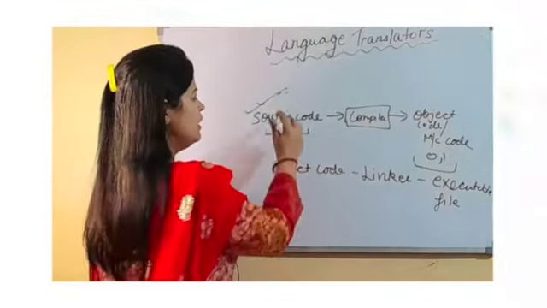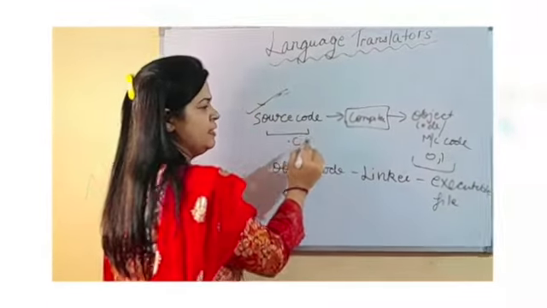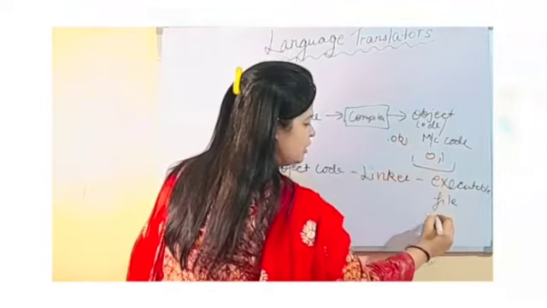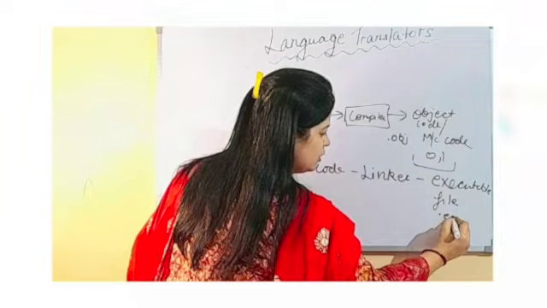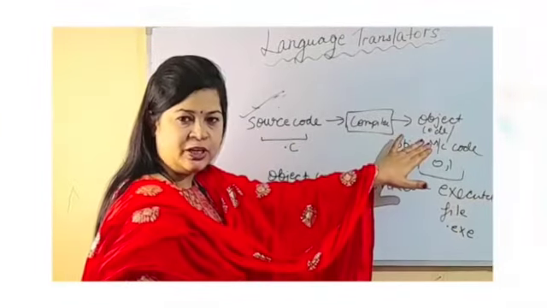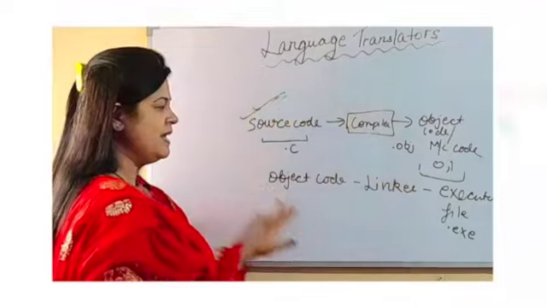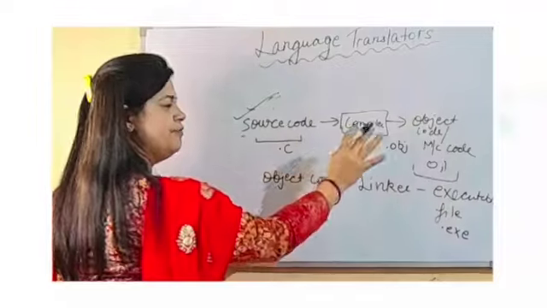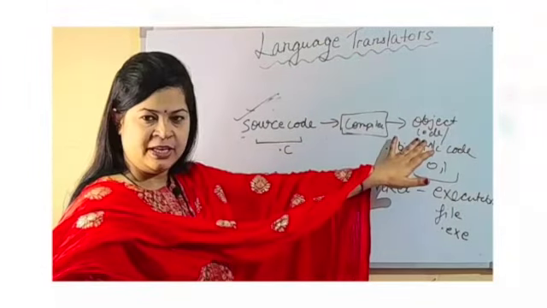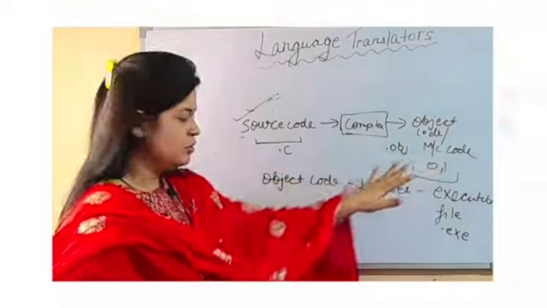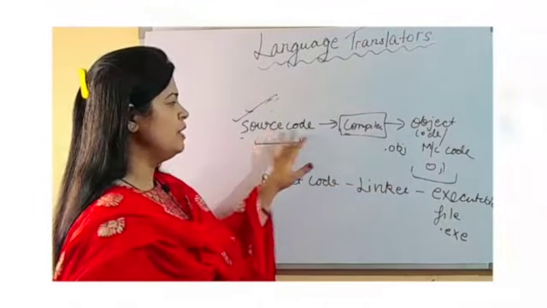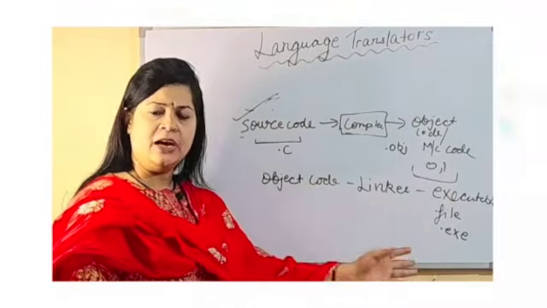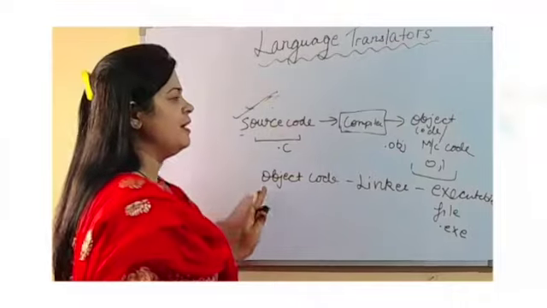Source code is written with the extension .c. In object code, the extension is .obj. In the executable file, the extension is .exe. Once we get the object code, during execution there is no need of source code and compiler. Once object code or machine code is with us, with the help of object code we can get the executable file and we can get the output. So this is the working of a compiler in actual.